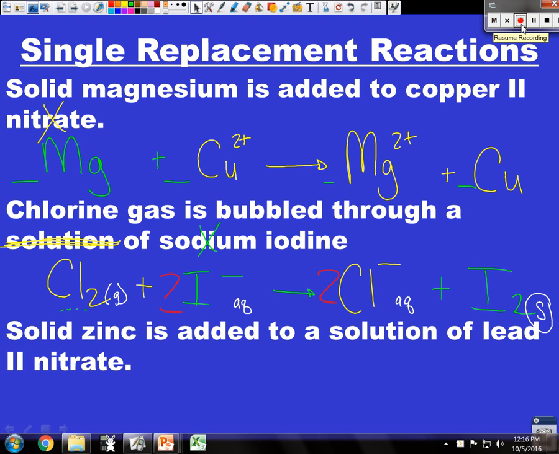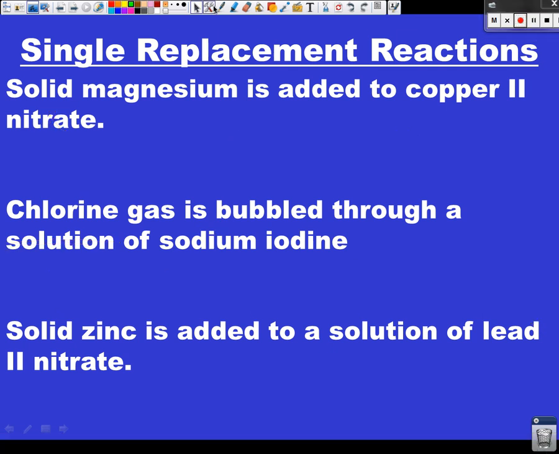You're going to have 15 minutes to do this. I'm going to write it up here. So solid zinc, which is Zn, plus solution of lead 2 nitrate. I've got Pb2+. Metals replace what? Metals. So you should have Zn2+ plus Pb solid. What's your n? 2. Do you need to balance it? It's already balanced. Very good.